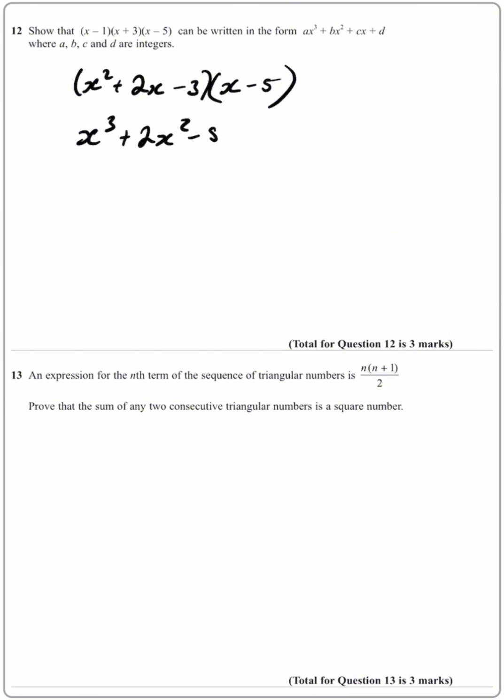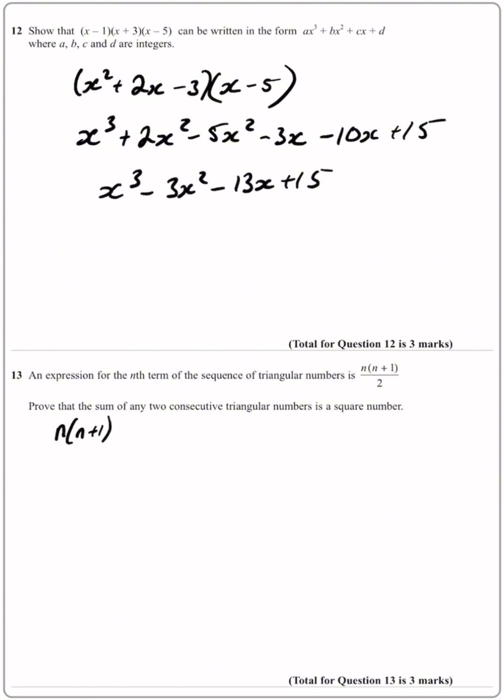There's going to be an x cubed, a 2x squared, a minus 5x squared, a minus 3x, a minus 10x, and a plus 15. Then collect the like terms together. So 2x squared minus 5x squared is minus 3x squared. Minus 3x minus 10x is minus 13x. And the x cubed and plus 15 are still there.